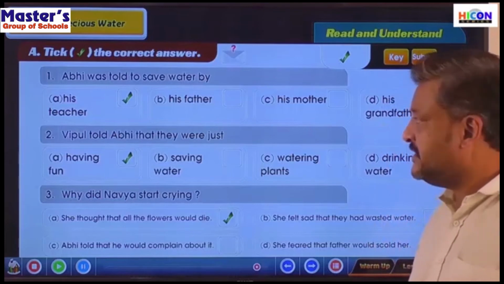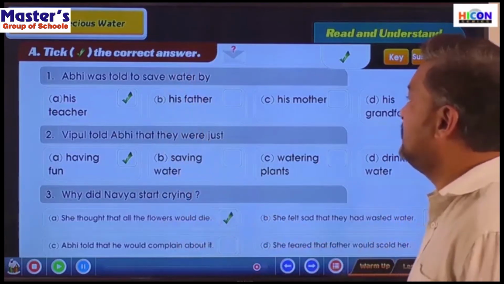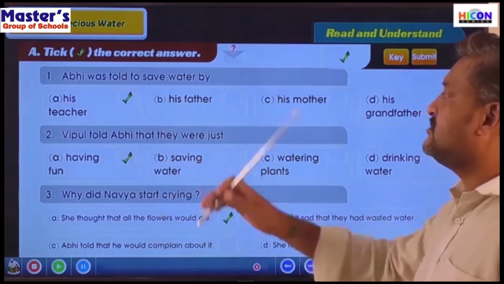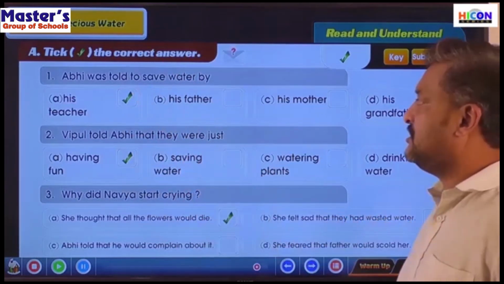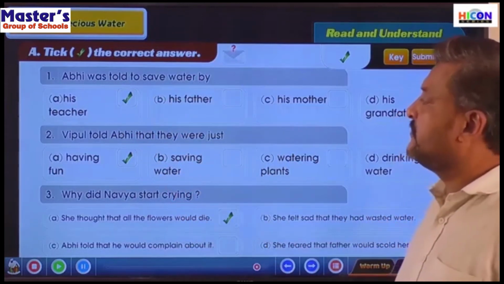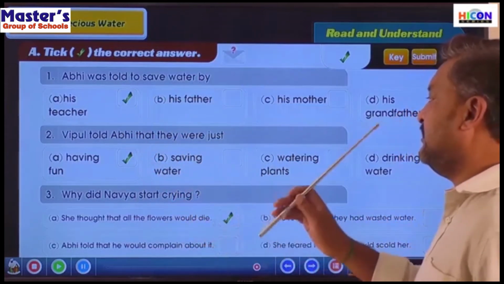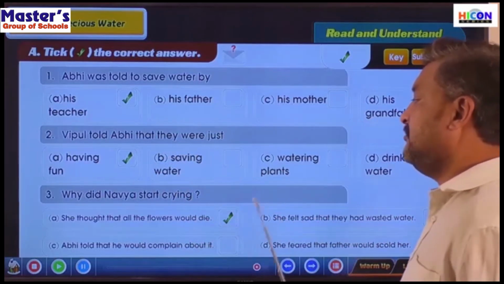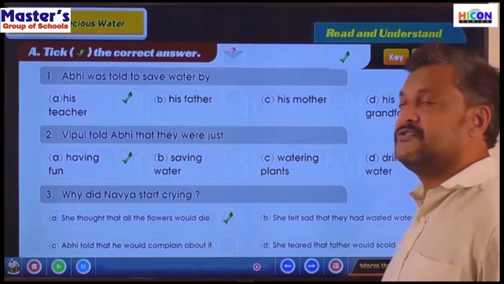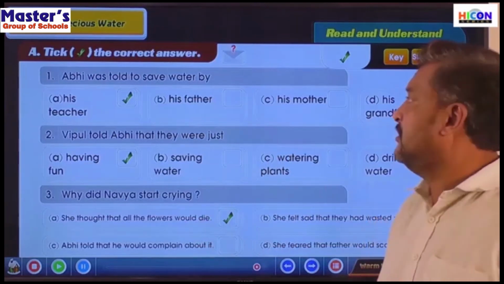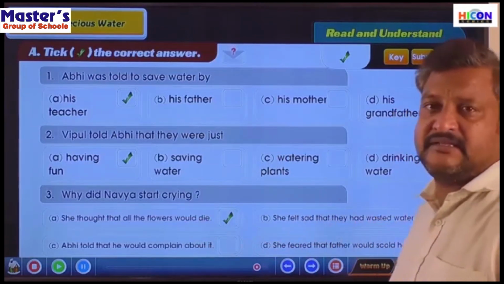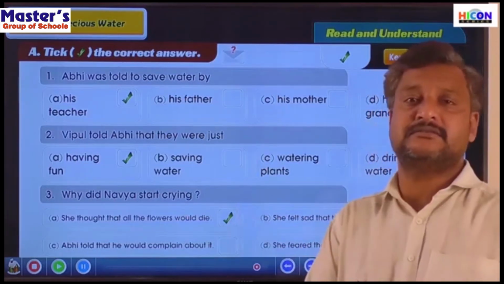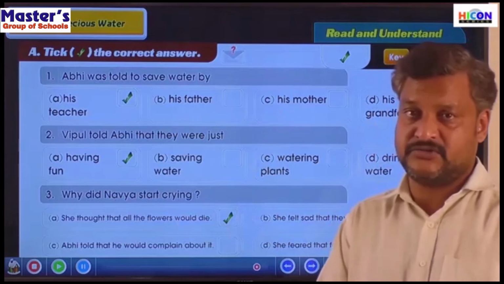Okay. So now these are the three answers. I will read the sentences once again with the answer. Okay. Abhi was told to save water by his teacher. Vipul told Abhi that they were just having fun. Why did Navya start crying? Because she thought that all the flowers would die. Okay. So now I will keep the screen the same for another minute so that you can have a look at these sentences, the options and the answers also. Okay.